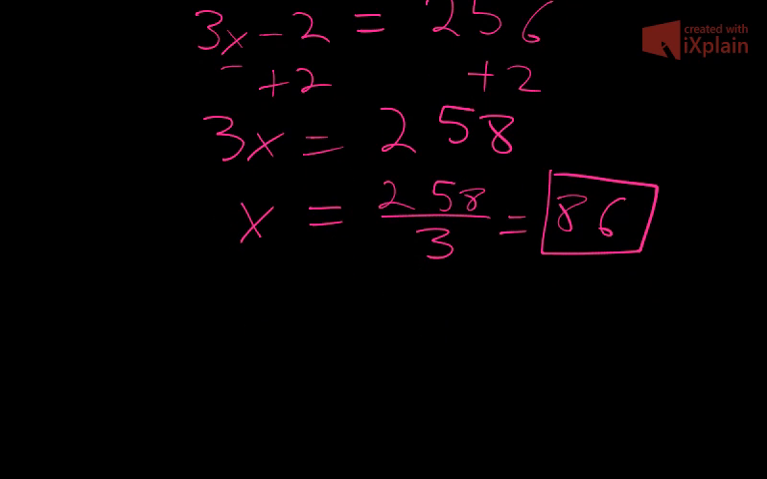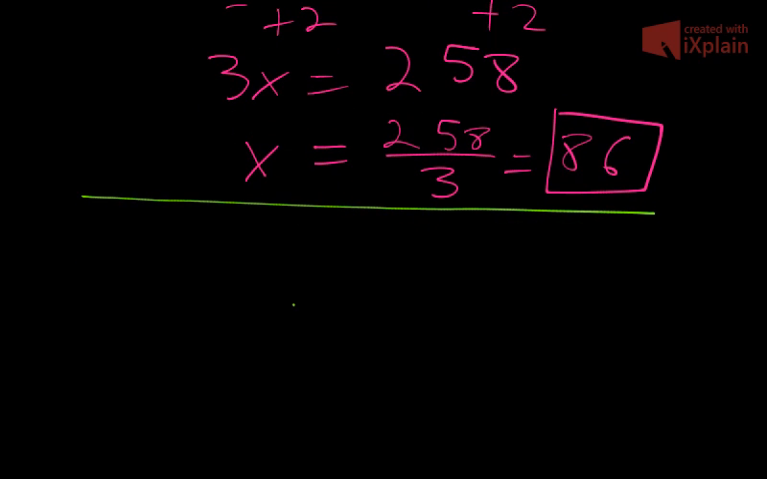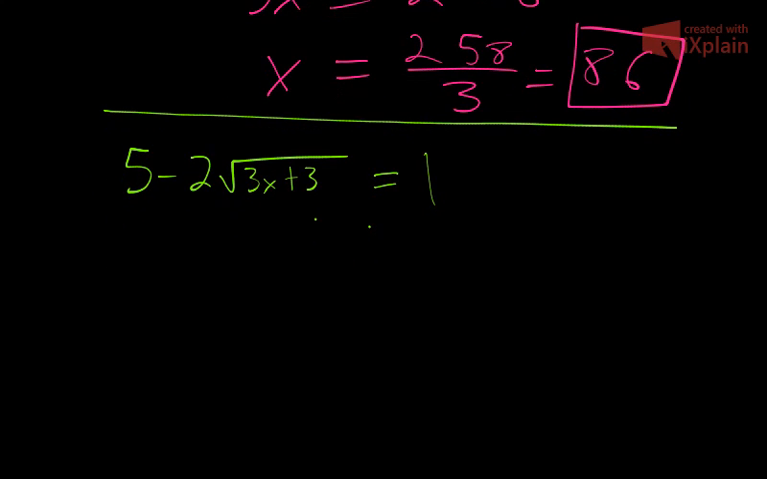I want to give you guys one more problem. So if I have 5 minus 2 times the square root of 3x plus 3 equals 1, how would I solve this? Well, first I want to isolate my square root. And the way I'm going to do that is I need to get rid of this 5 first. So I'm going to subtract 5 from both sides.